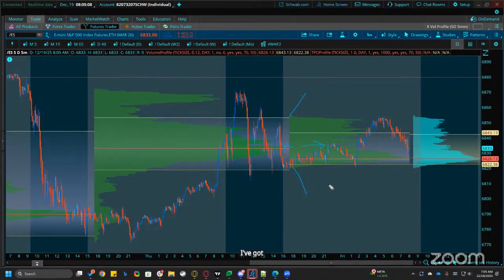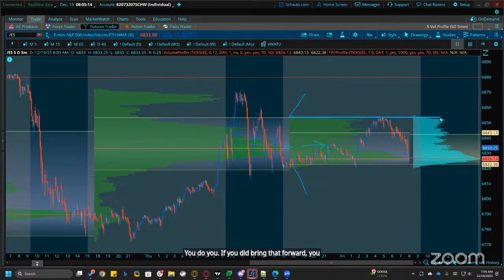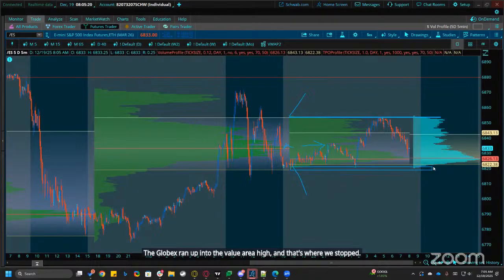I've got enough pivot points. I don't need to do that, but you do you. If you did bring that forward, you can see how the Globex ran up into the value area high, and that's where we stopped. I don't even think we made it to the value area low today.